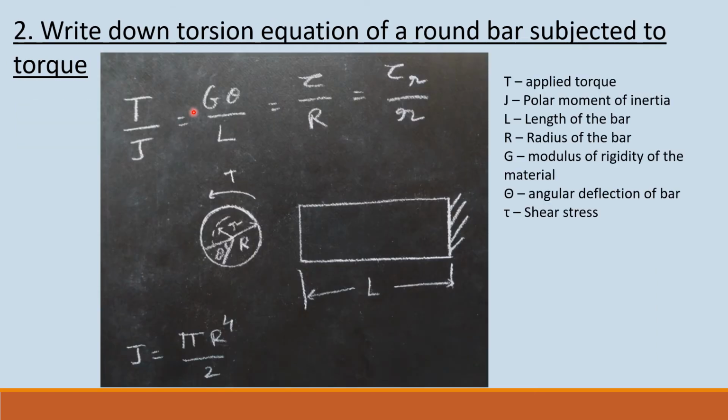Write down the torsion equation of a round bar subjected to torque. Here in this picture you can see a round bar of length L and radius R, subjected to torque T. Theta is angular displacement. So the torsion equation is T by J equal to G theta by L equal to tau by R equal to tau R by R. Tau R is the stress on any arbitrary plane where the radius is R. J is the polar moment of inertia, which is equal to pi r power 4 by 2.